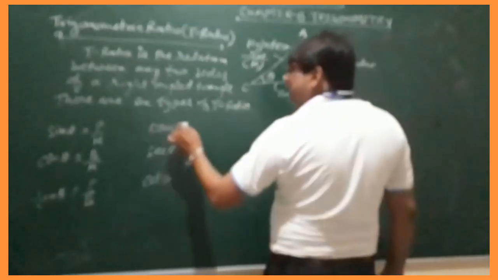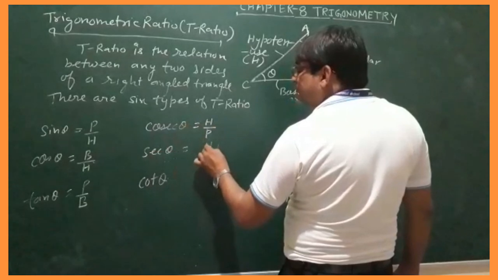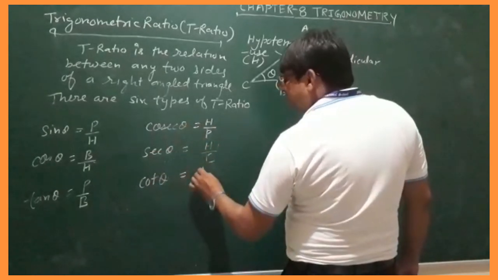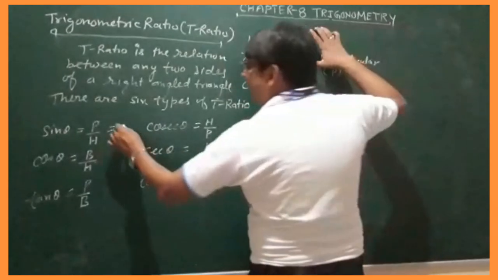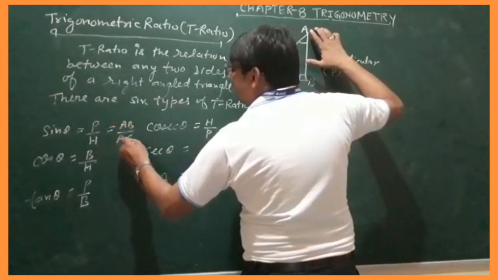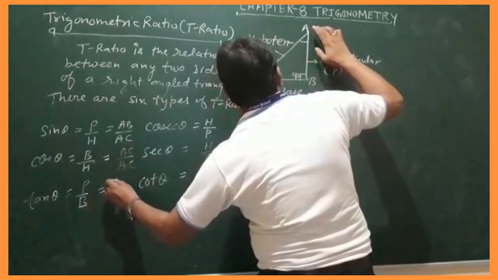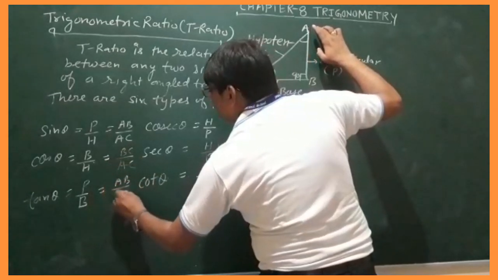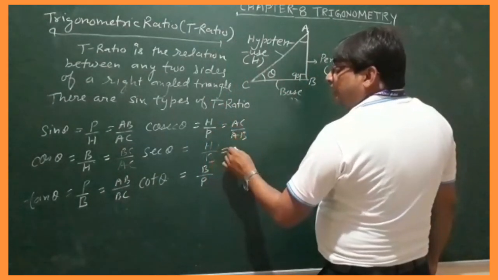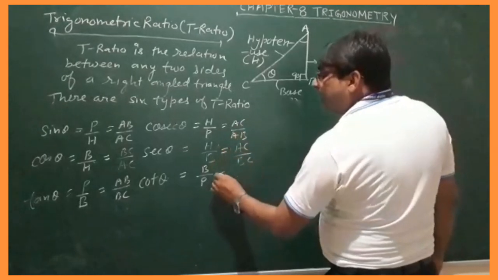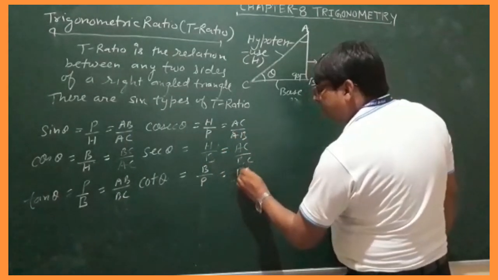And cosec is the reciprocal of sine, you can write h by p. This is the reciprocal of cos, h by b, and this is the reciprocal of tan, b by p. So you can write perpendicular is AB by AC, and base BC by AC, and this is AB by BC. Reciprocal is AC by AB, and this is AC by BC, and this is BC by AB.